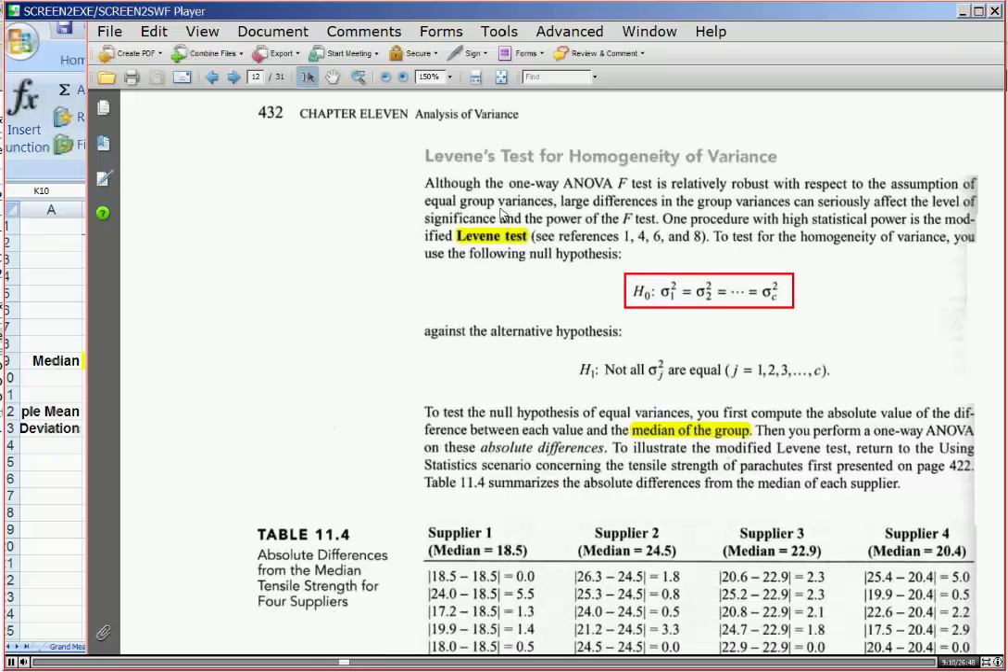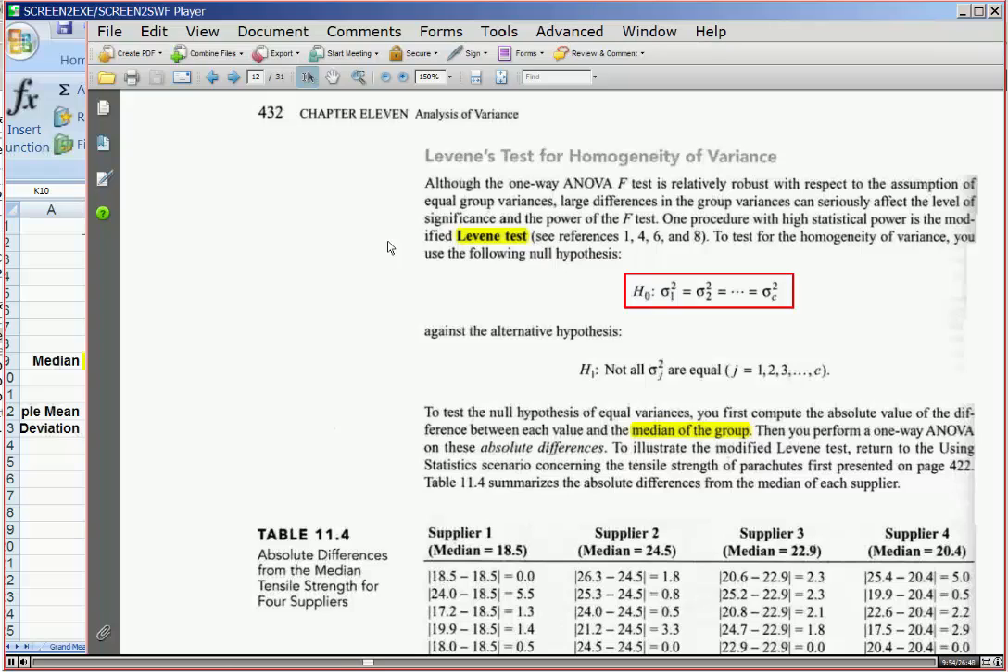Finally, here comes the Levene test. Although the one-way ANOVA F-test is relatively robust with respect to the assumption of equal group variances, large differences in the group variances can seriously affect the level of significance and the power of the F-test. We're not discussing power of the test right now, but it's good that they mentioned it because we'll look at it later. One procedure with high statistical power is the modified Levene test. This is what they'll be using in Excel, something they call the modified Levene test.